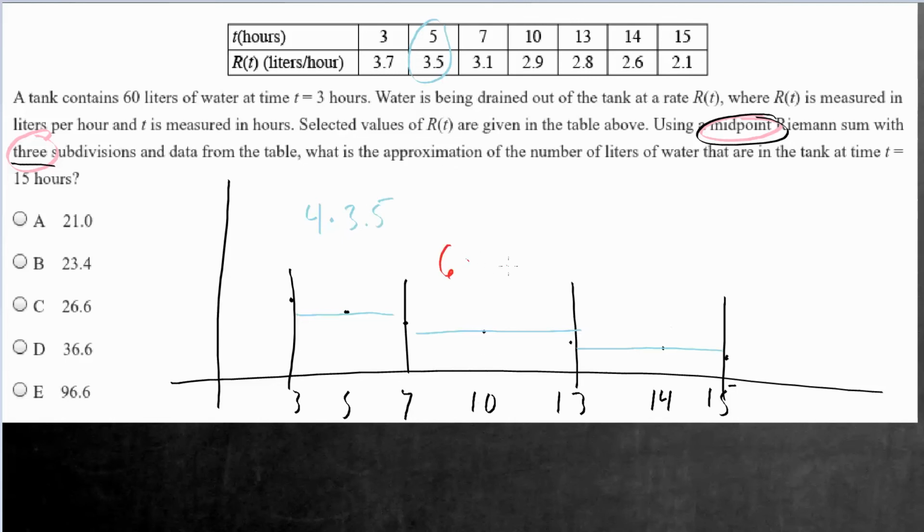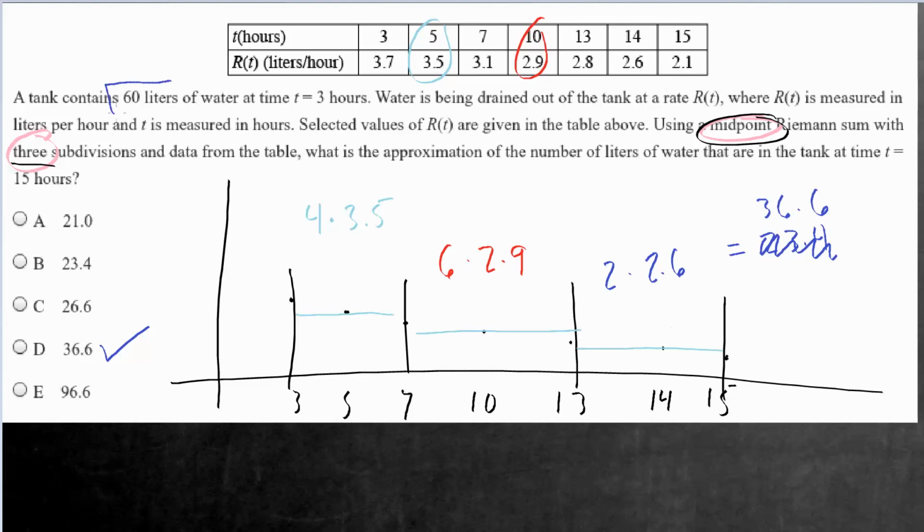Plus 6 times 2.9 plus 2 times the 2.6. Now this is no calculator, I believe. So we could definitely do it with no calculator. That all adds up to 23.4. No. That all adds up to 36.6, which is an option.